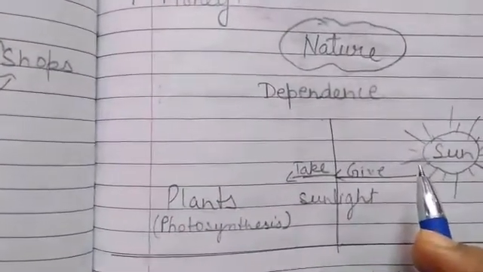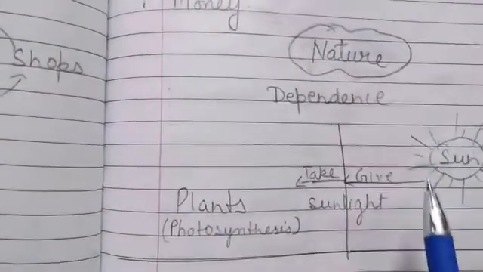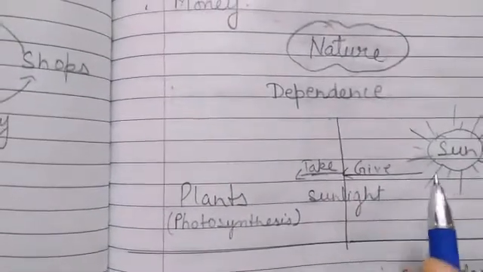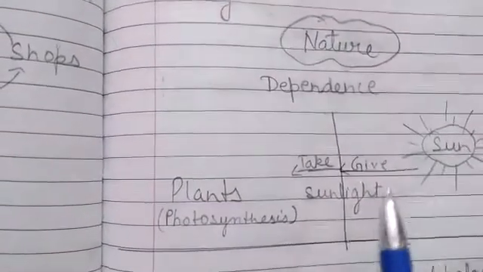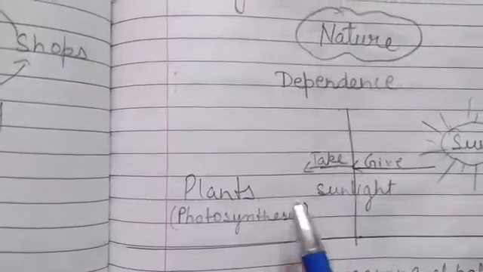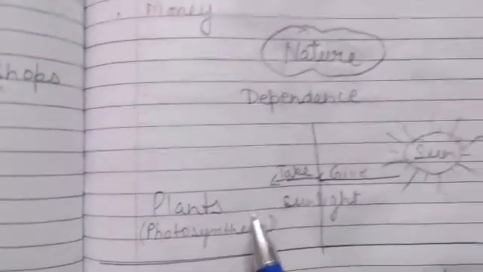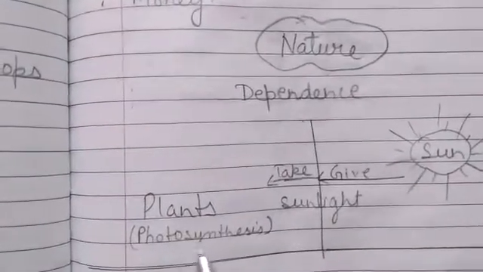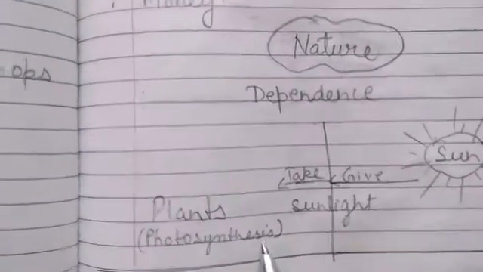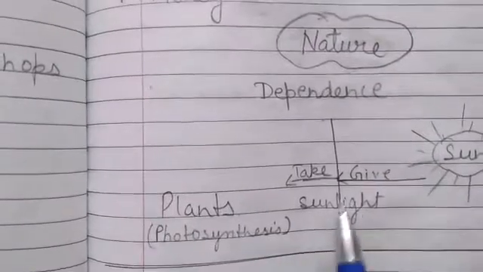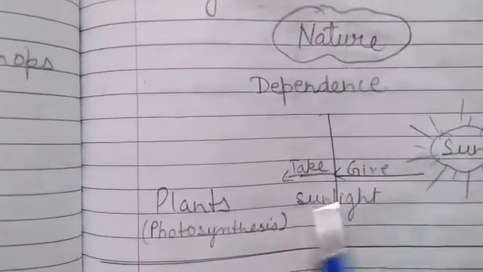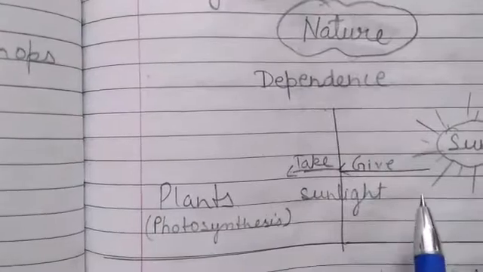Now here again we are taking the example of dependence, that is between the sun and the plants. There is something which the sun gives and the plants are taking. What is it? It is sunlight. The sun gives sunlight to the plants, which they utilize for the process of photosynthesis, that is, to make their food. Now here is dependence only because plants are not giving anything to the sun.